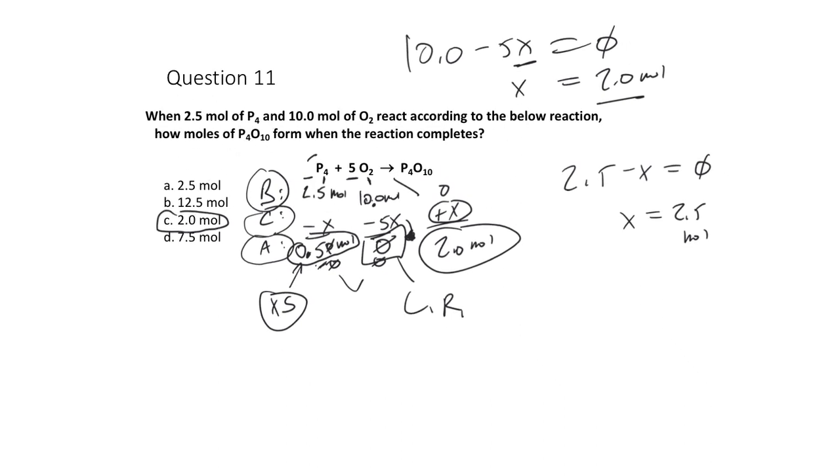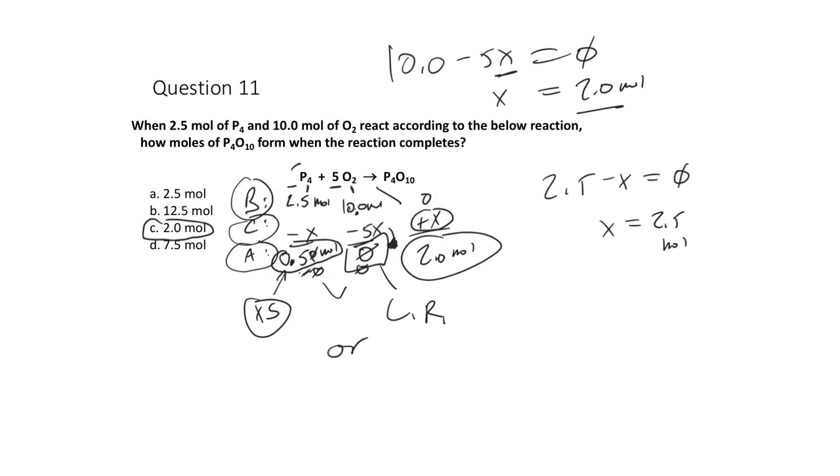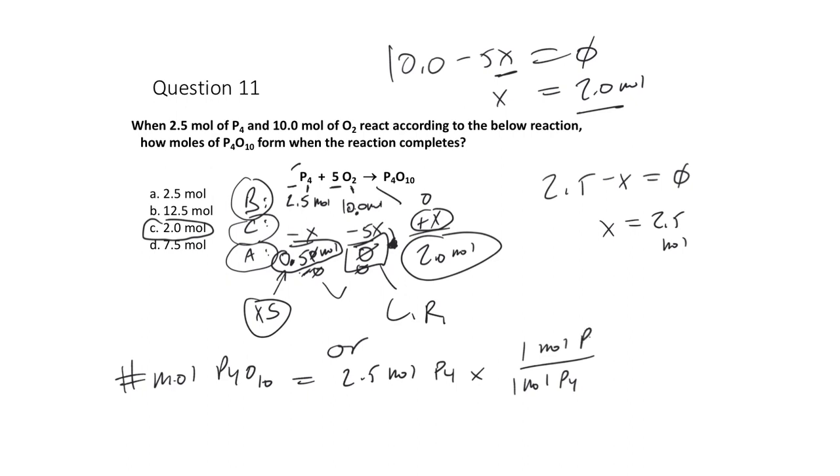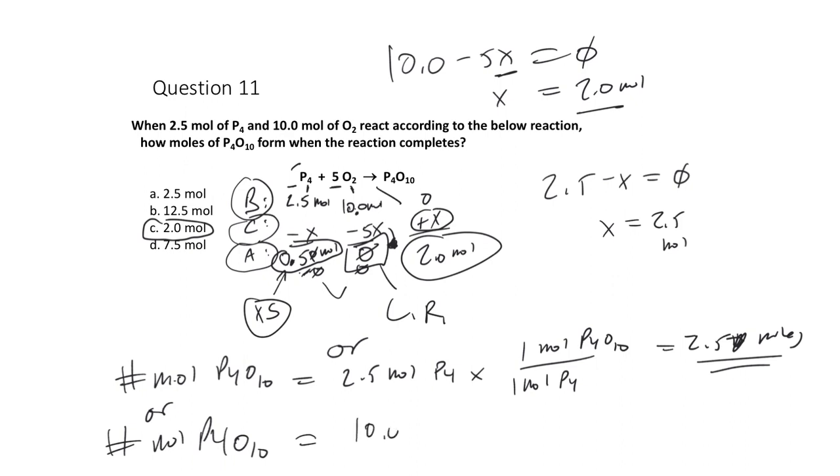Okay, now I mentioned I chose 2 ways to solve this problem. So an alternate method would have just been to say, well, how many moles of P4O10 can you make if you consume all of the oxygen? Let's consume all the P4 first. Let's say we consume 2.5 moles of P4. Then for every 1 mole of P4 that reacts, we would get 1 mole of P4O10. So that would be 2.5 moles of P4O10 formed. Now, how many moles would we form if we react all of the oxygen instead? So let's say we react all of the oxygen. For every 5 moles of oxygen, we get 1 mole of P4O10, and that would be 2.0 moles.